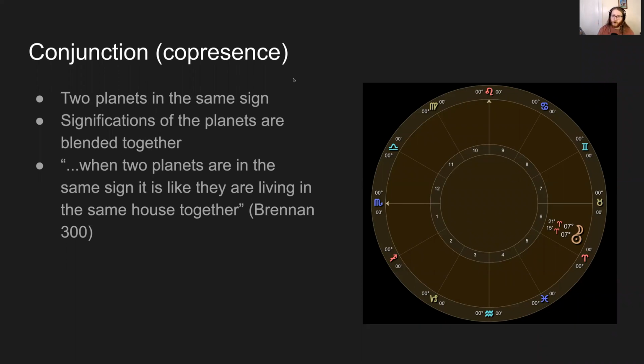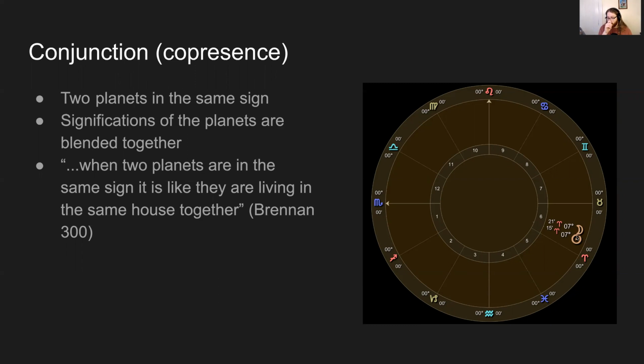This is not really quite the same as an aspect, because like I said earlier, there are these connotations of lines of sight and testimony being given. When you're in the same sign, as Chris Brennan says, it's when 2 planets are in the same sign, it is like they're living in the same house together. So it's not that you're looking out and seeing the other planet, but that you're in the same place. It's just a little bit different.